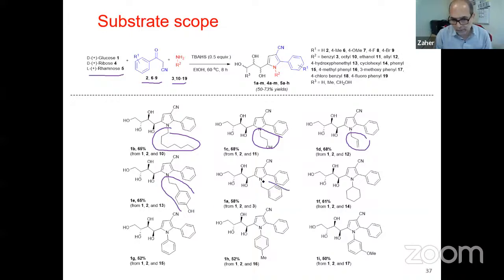You can have again an aromatic amine. You have a cyclic amine, cyclohexane. So this is coming from aniline. Remember what I was talking to you about? This one also coming from aniline as the source of amine. So this doesn't have any substituent. It has a methyl substituent on the para position. It has a methoxy substituent on the meta position. All of these amines worked very well to give us very high yield of the compounds.